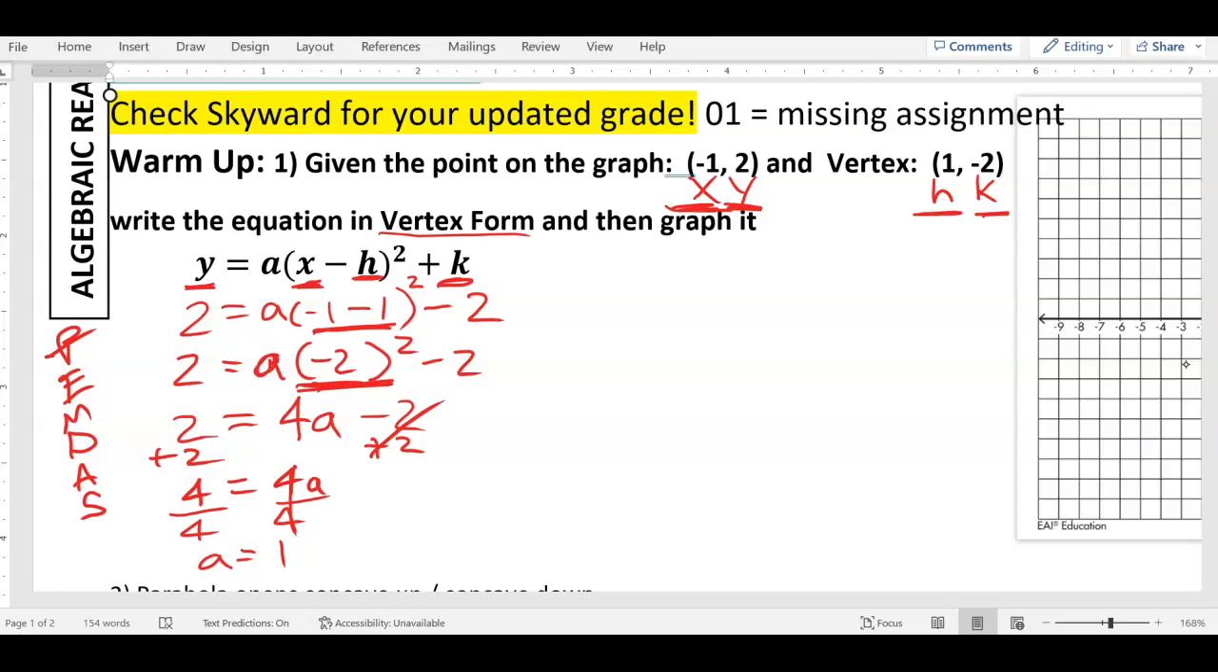Now, I know this can be kind of confusing or maybe even annoying, but you plug in x, y, you plug in h, k, solve for a. Now you have the 3 things you need. You needed a, and you needed h, k to plug into this formula right here.